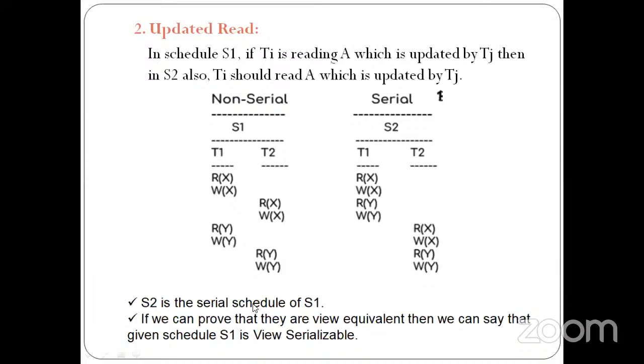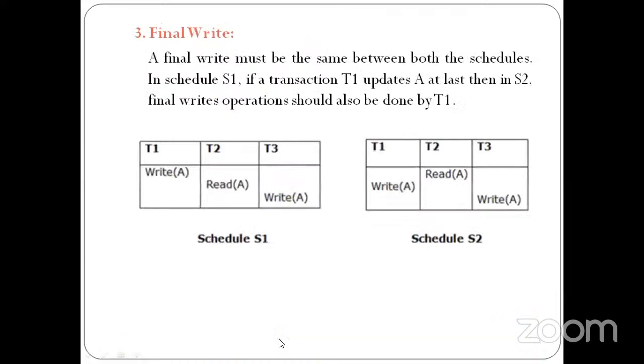S2 is a serial schedule of S1. If we can prove that they are view equivalent, then we can say that a given schedule S1 is view serializable. A final write must be the same between both the schedules. In schedule S1, transaction T1 is going to update at the last, then S2 final writes.